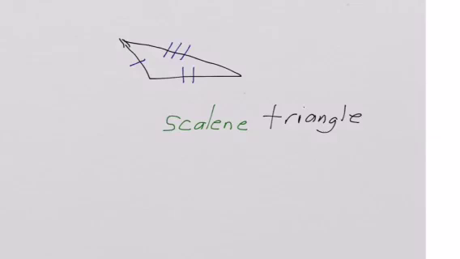So scalene is talking about the length of the sides. And then we can see down here that that angle is an obtuse angle. It's greater than 90 degrees. So we can say that it is an obtuse scalene triangle. So that's how we classify triangles.